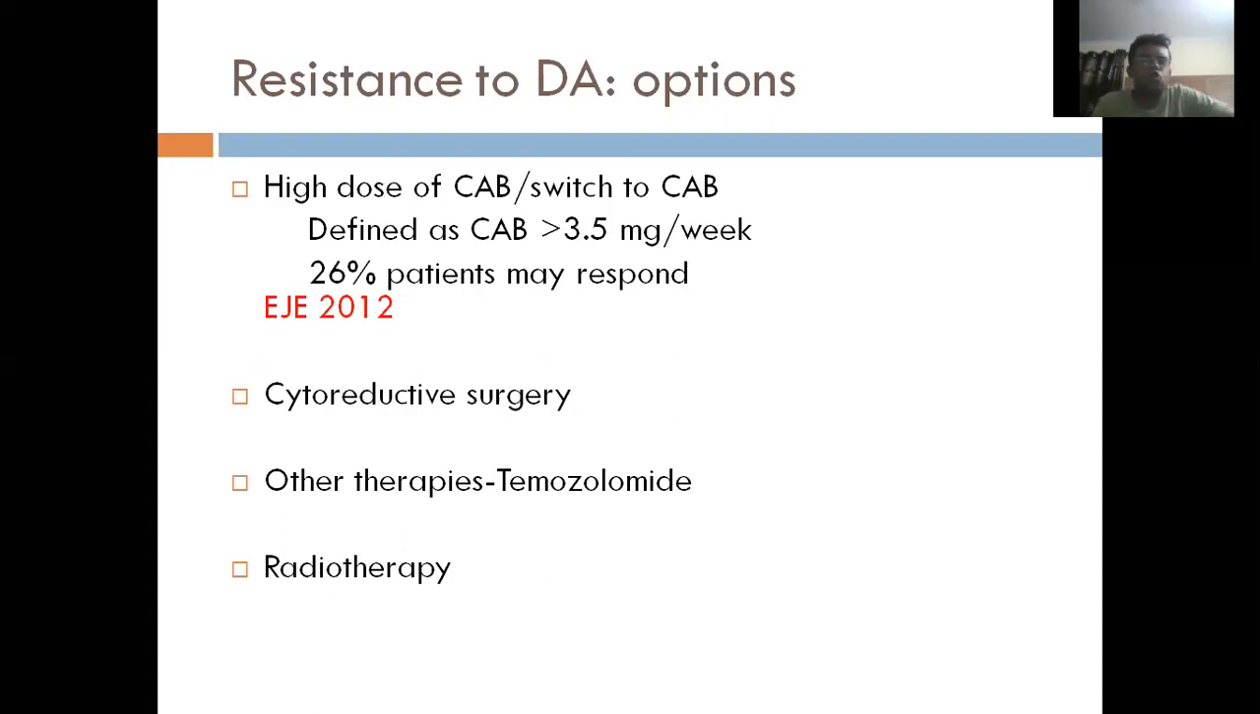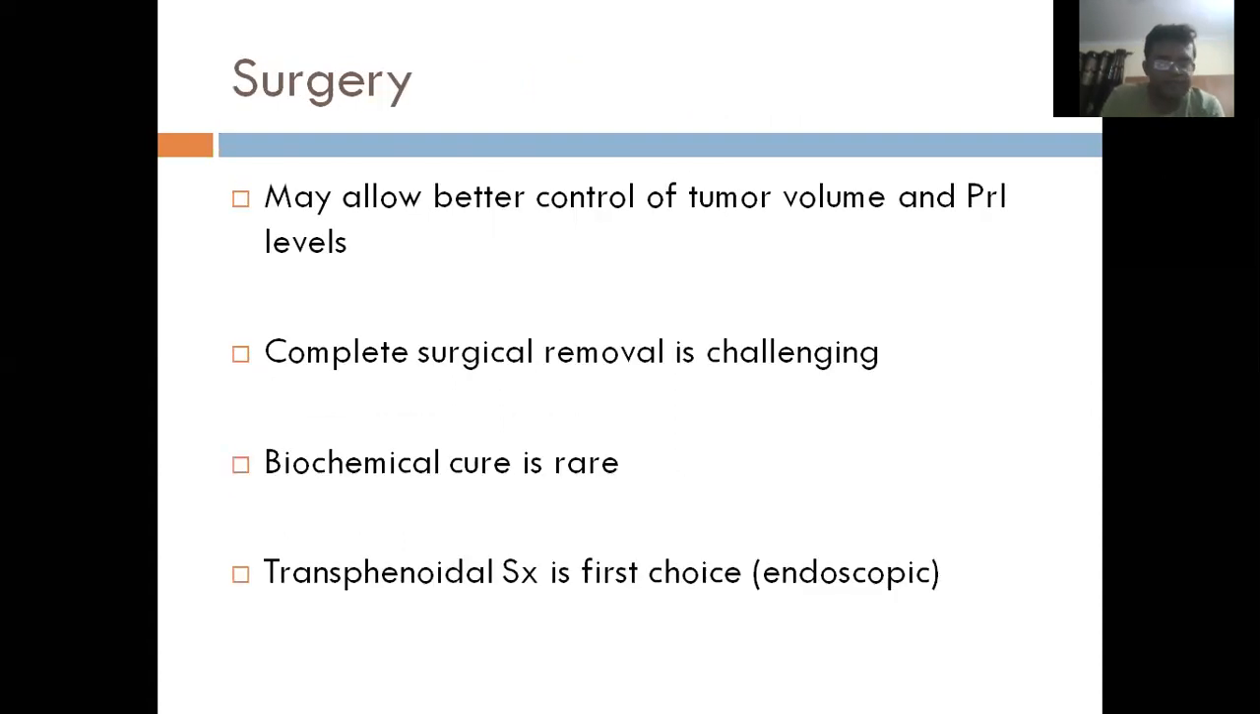If you have resistance to dopamine therapy, you can go to a high dose therapy, which is defined as more than 3.5 milligram of cabergoline per week. You can go for a surgery in such cases, and you can also go for temozolomide, which is sort of a chemotherapy, and you can also go for radiotherapy.